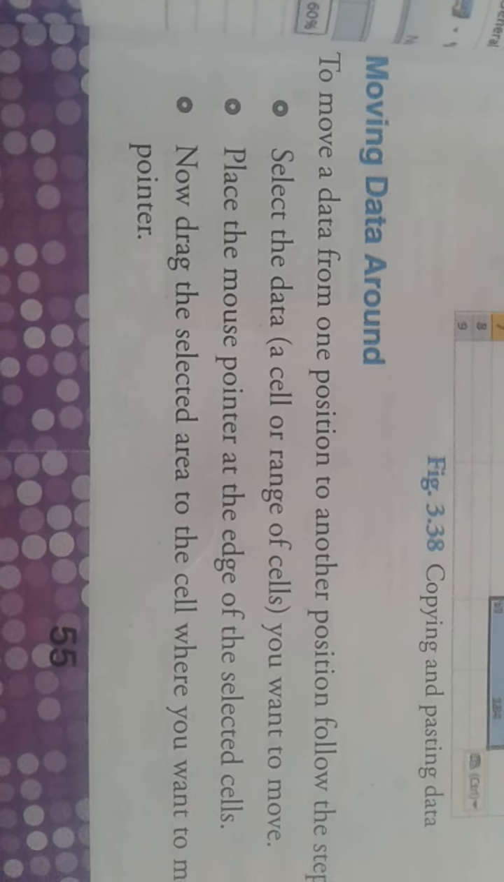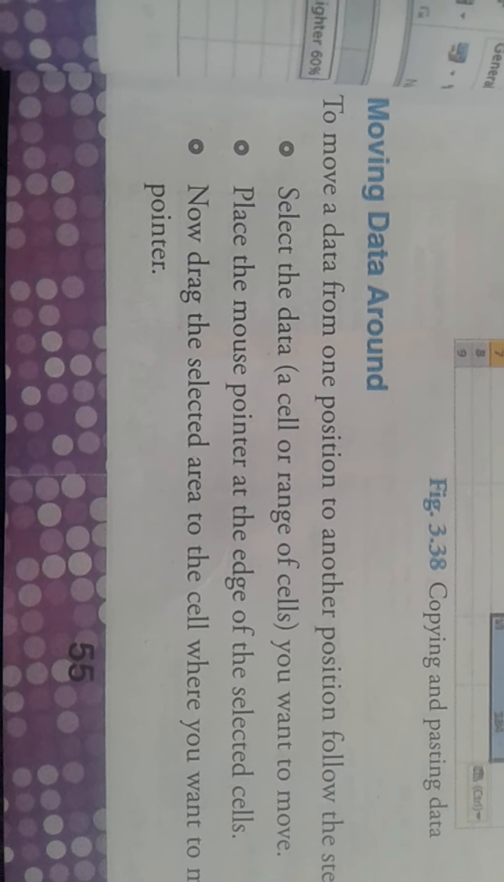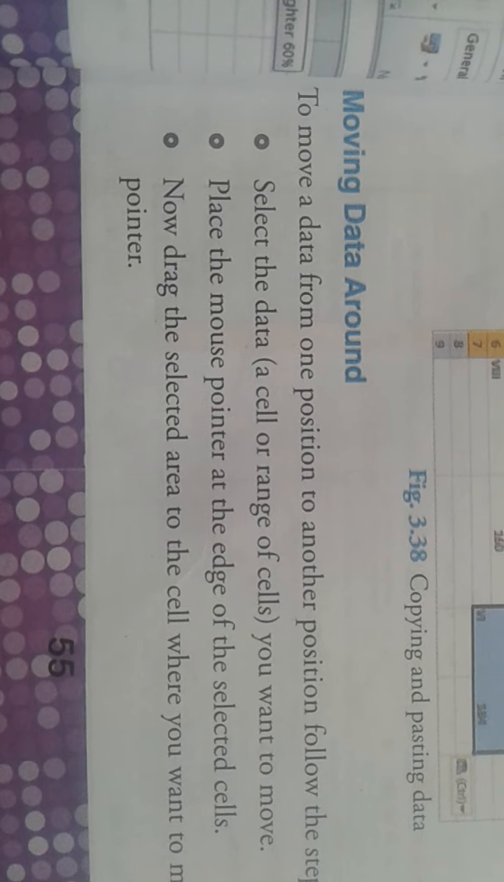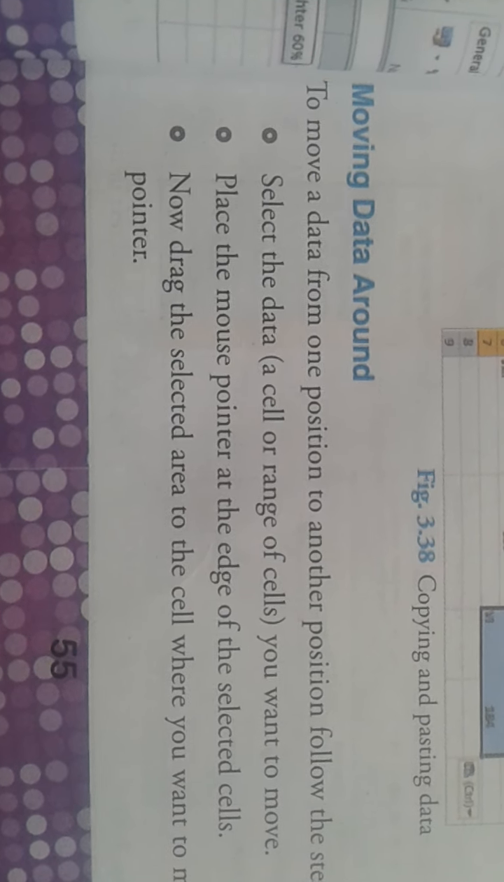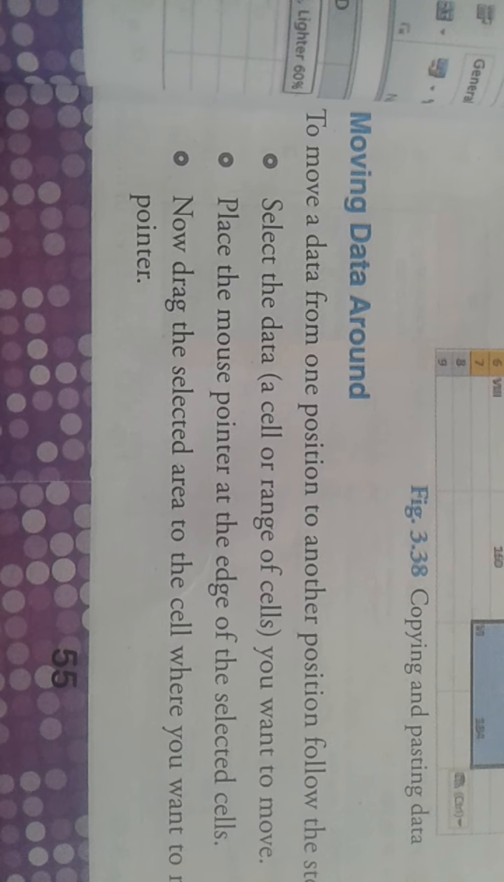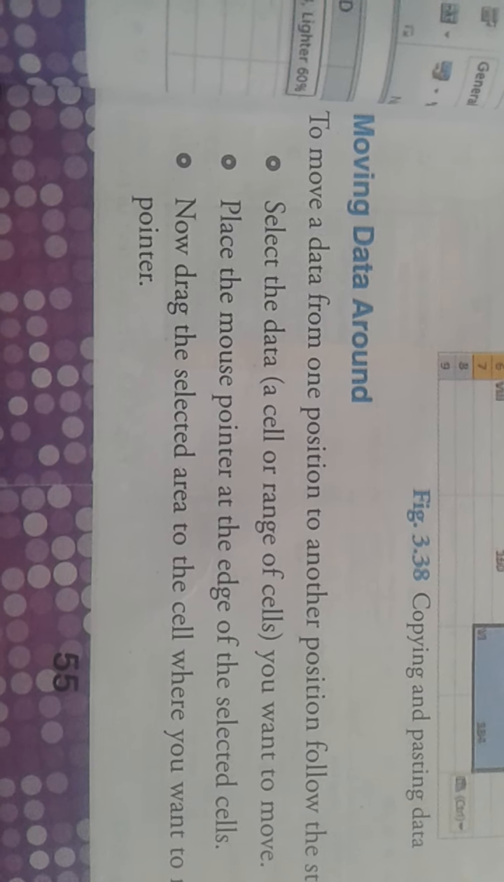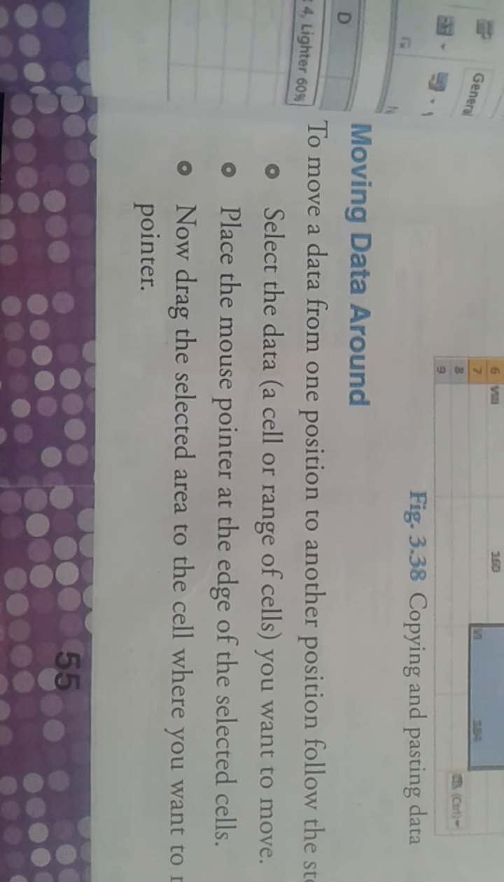Moving data around. To move data from one position to another position, follow the steps given below. Select the data. First of all, you have to select the data you want to move. Please place the mouse pointer on the edge of the selected cell, where you want to move it. Now drag the selected area.